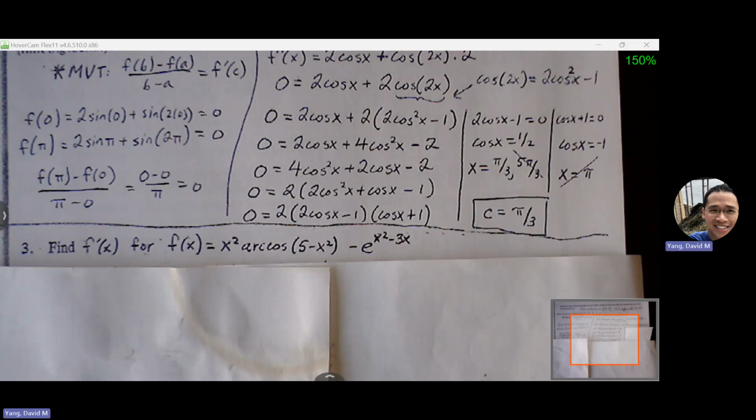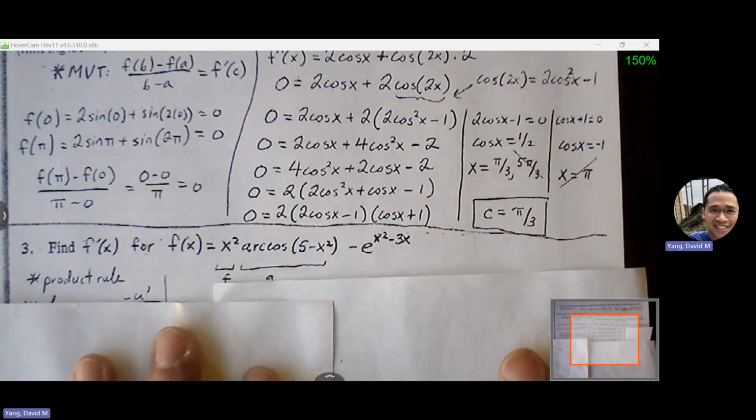Okay, so obviously we need e to the u derivative. We also need arc cosine or inverse cosine derivative. Anything else? Something about this x squared arc cosine 5 minus x squared. Product rule, yeah. So recognizing, okay, x squared is not the same as arc cosine. Those are two separate functions. We have to go through a product rule.